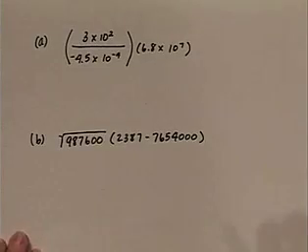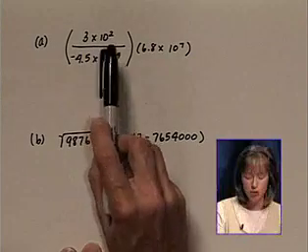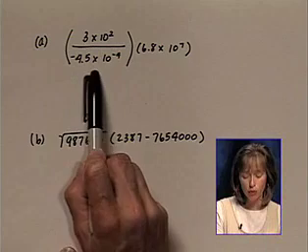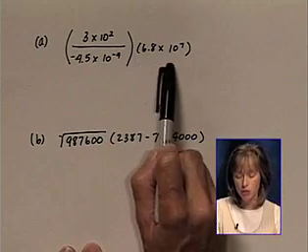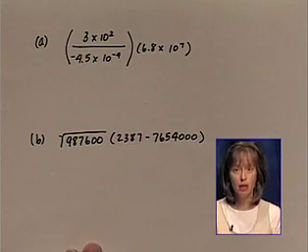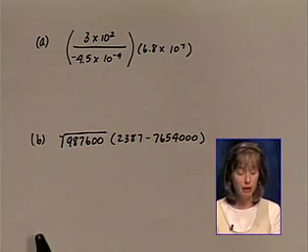Well, let's continue with scientific notation, but do some calculations with it. Here's what we want to do. First thing we want to do is find 3 times 10 squared divided by negative 4.5 times 10 to the negative 4th, all of that times 6.8 times 10 to the 7th. Here's a good time to pick up a calculator.